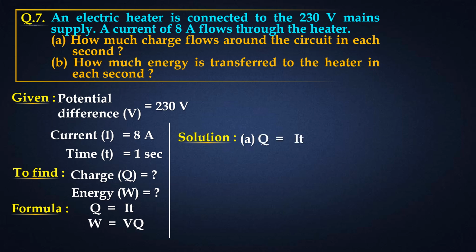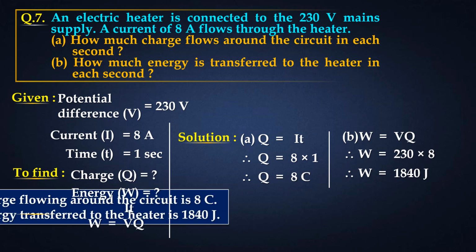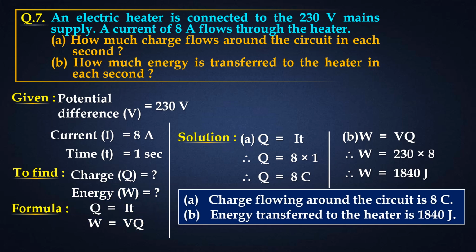Now solution. A part, Q is equal to IT, therefore Q is equal to 8 into 1. Therefore, Q is equal to 8 coulomb. Now part B. W is equal to VQ. Therefore, W is equal to 230 into 8. Therefore, W is equal to 1840 joule. So A, charge flowing around the circuit is 8 coulomb and B, energy transfer to the heater is 1840 joule.